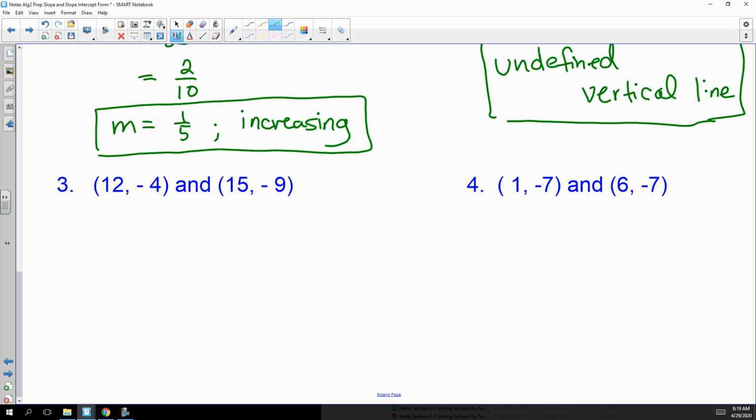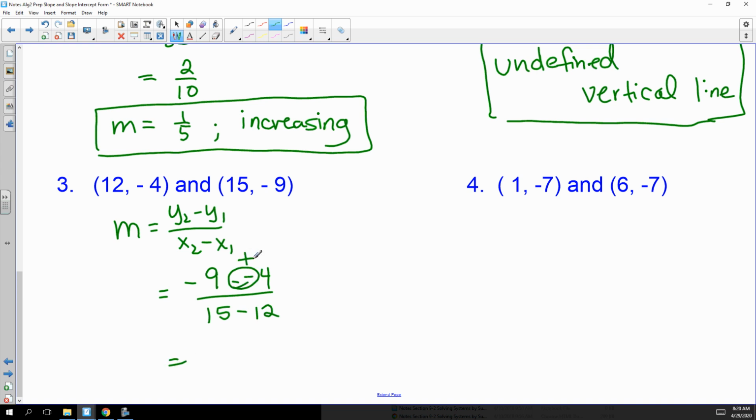Let's do the next one. So we're going to do slope equals y2 minus y1 over x2 minus x1. Probably should have told you to just pause and do these on your own because you can, and I know you didn't need to see these all worked out. Negative 9 minus negative 4 over 15 minus 12. This becomes plus, so negative 9 plus 4 is negative 5 over 3. It's a negative slope.